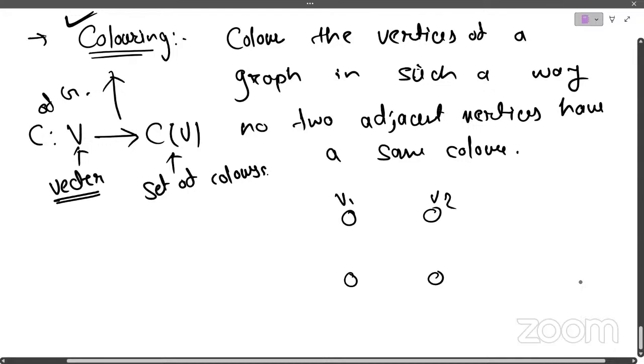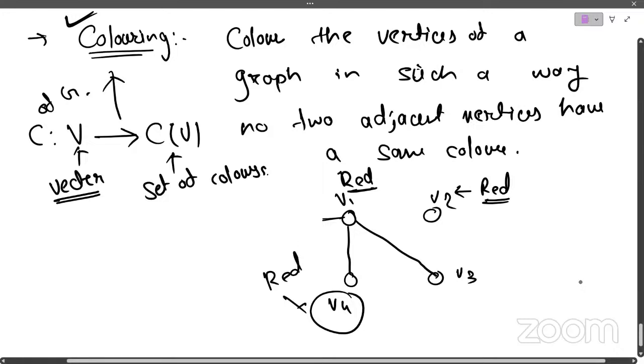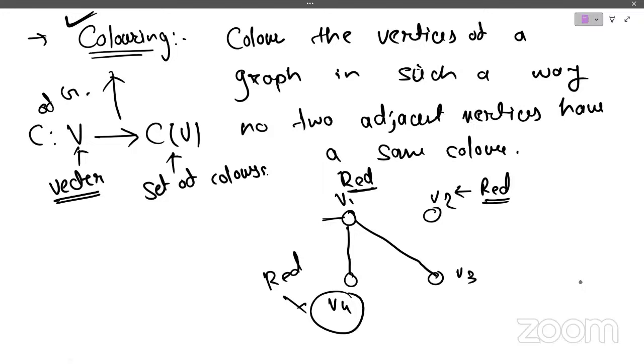For example, if you have this type of graph, this is my V1, V2, V3, V4, and these are the edges. Now, if I want to color this graph, what are the possible ways? Since V1 and V2 are not adjacent, I can give any color. I can give this a red color and this also a red color, because V1 and V2 are not adjacent to each other, so I can use the same color. But I cannot give V4 the red color because V1 and V4 are adjacent, since there is an edge between V1 and V4. So I cannot use the red color here. I'll use another color, let us suppose blue.